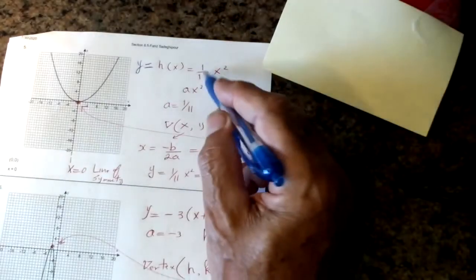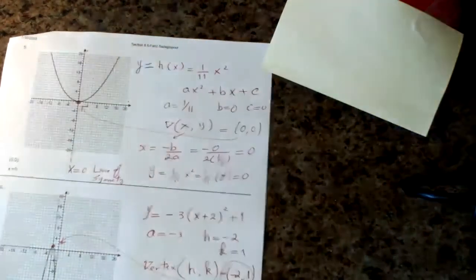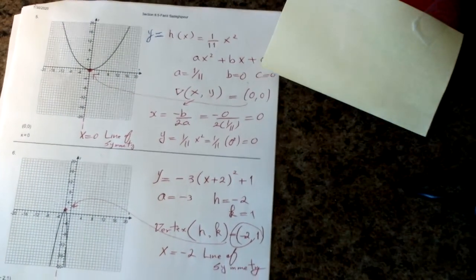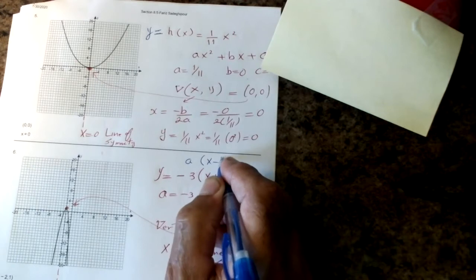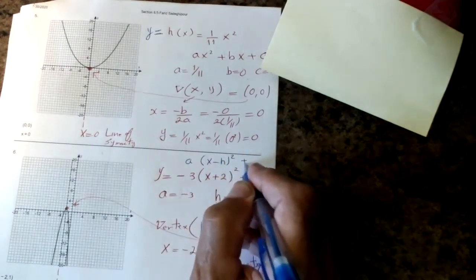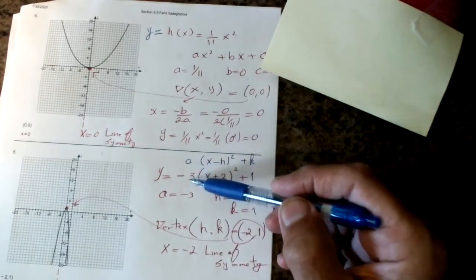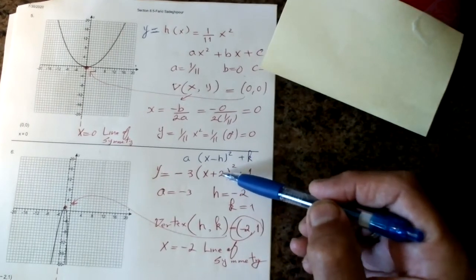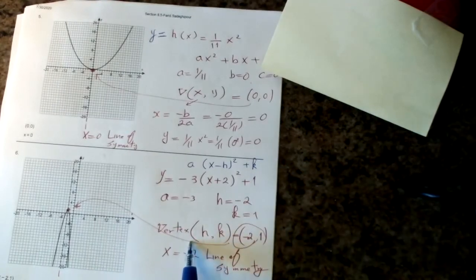A is 1. 1 is positive, right? This is positive, so it's greater than 0, so the parabola opens up. On this one, if I write the general equation here, which is a times x minus h to the power of 2 plus k, what's the value of a? Negative 3. What is the value of h? Opposite of this. If this is positive 2, h is negative 2, and k is 1. So what is the vertex? H and k, negative 2 and 1.